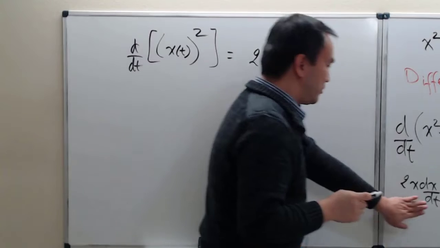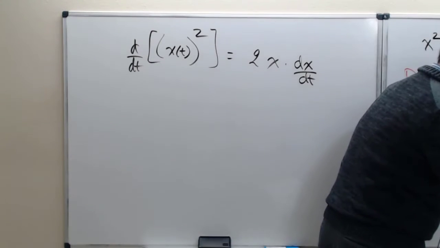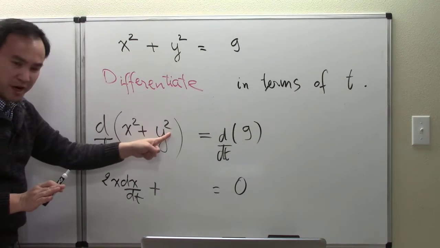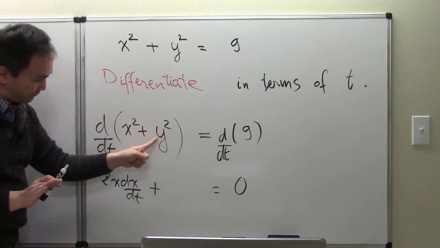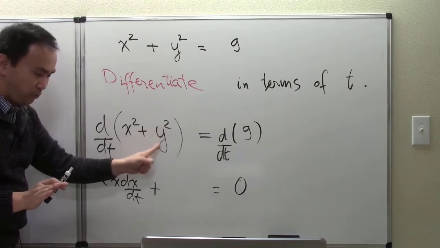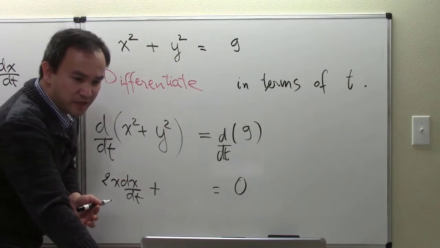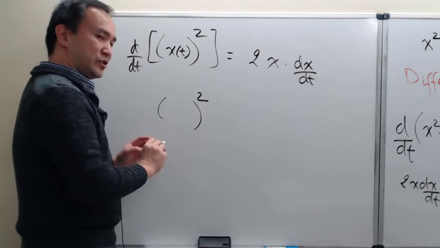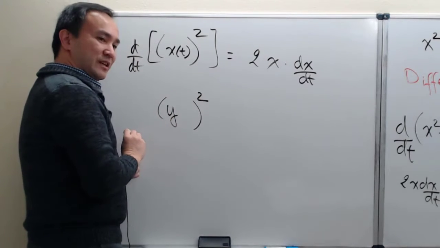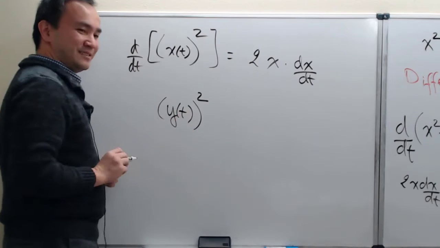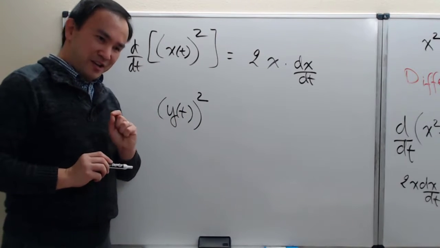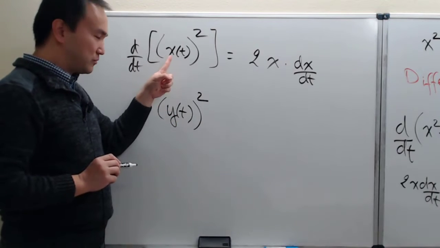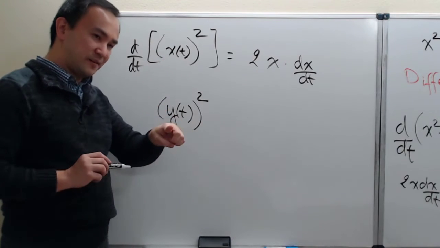And that next term we are about to head out for, back in the other board, is a square term as well. It's a square of y, and y is a function of t. Both of these variables, x and y, are functions of t.